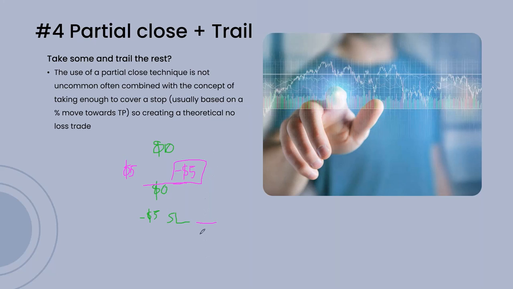Why would you want to double your risk here? That's $10 risk to the downside. It was only $5 to start with. And then you've still got the option to make another $5 here. Does that make sense? So why would you use this to cover this when you can trail it all up to zero? So that's what I would say is a good way to partially close.